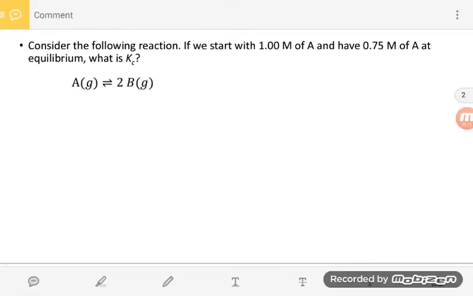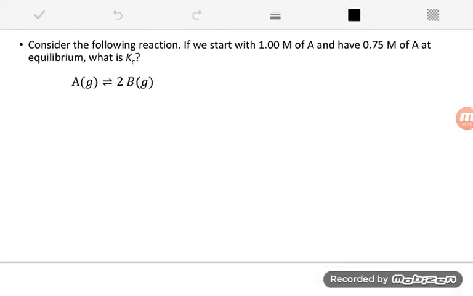First of all, consider the following reaction. If we start with 1 molar of A and have 0.75 molar of A at equilibrium, what is Kc? All right, first step, we write out the expression for Kc. Products over reactants, so we're going to have B squared over A. All right, plug in the information we have. So we don't know Kc. We're solving for that, so can't have that. Doesn't mention B anywhere, so can't have that piece.